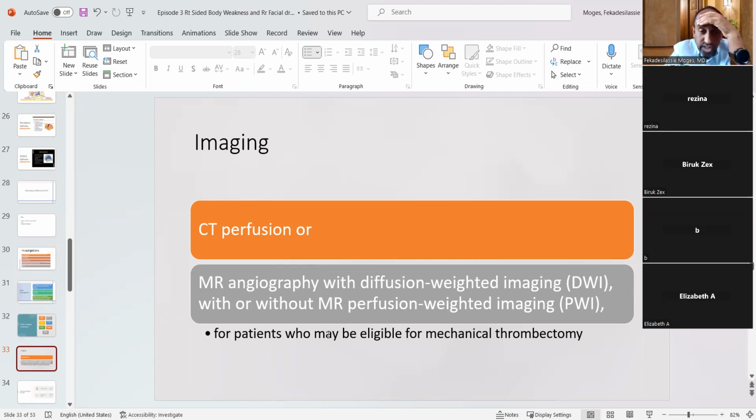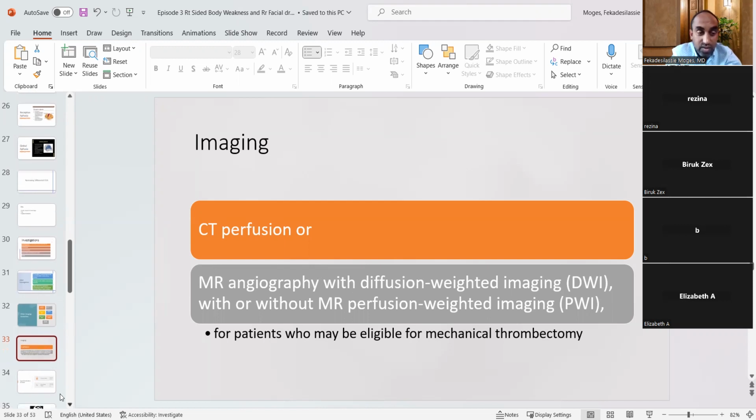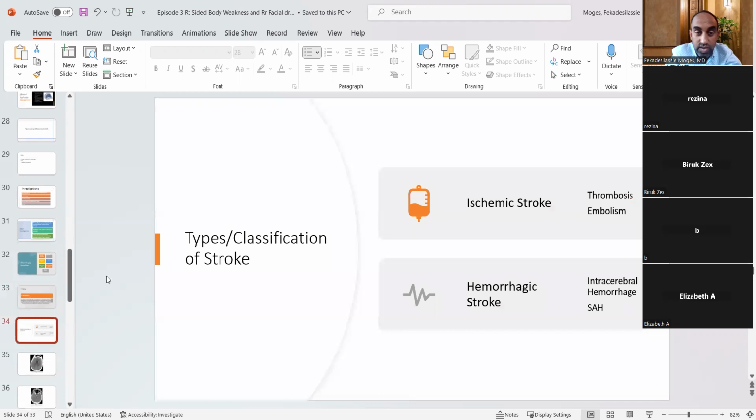So the answer is: for patients who may be eligible for mechanical thrombectomy. For example, if a patient has a blockade and there is still perfusion, and the diffusion weighted imaging shows that the ischemic part of the brain is still viable, then you can go ahead and do mechanical thrombectomy. It tells you whether the ischemic segment is still viable or not. That's why you have to do diffusion weighted imaging. I know it may not be available, but theoretically it's possible. You should know that. So let me talk about the classification of stroke.